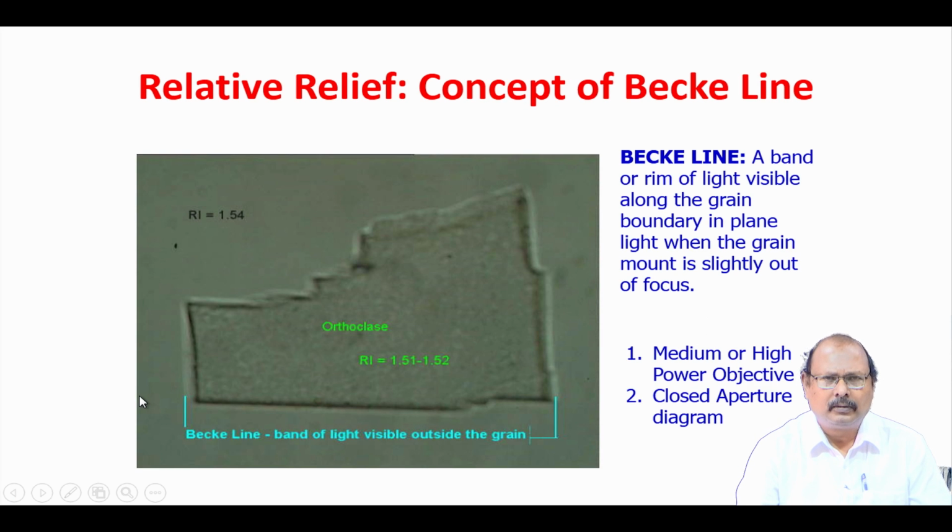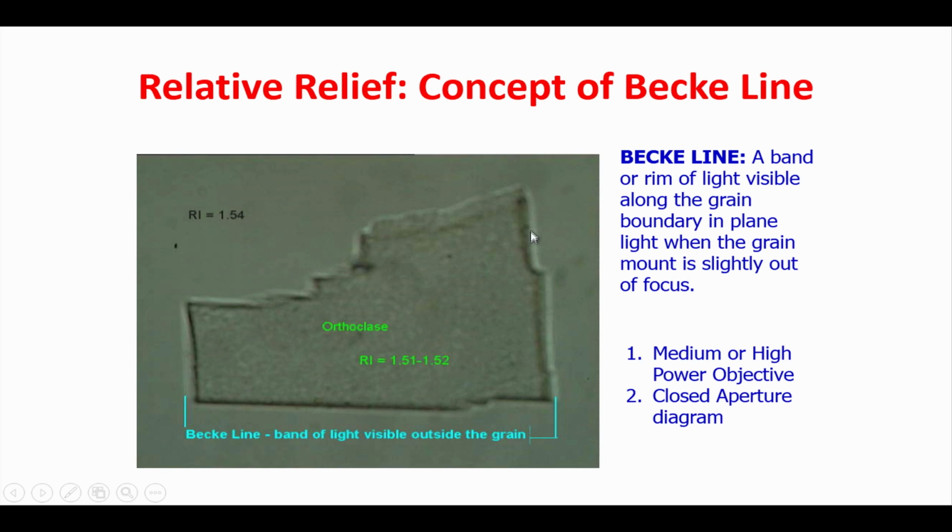Now, in this particular situation, particularly for minerals whose relief is very close to each other, we generally use a technique called the Becke line method to distinguish between minerals whose relief is low and very close to each other. Now, what is a Becke line? A Becke line is a band or rim of light visible along the grain boundary in plane polarized light when the grain mount is slightly out of focus.